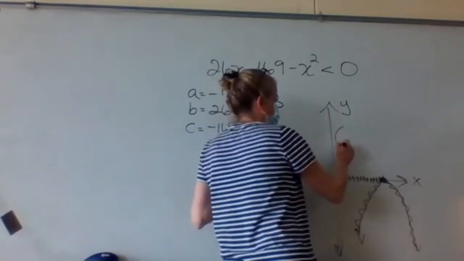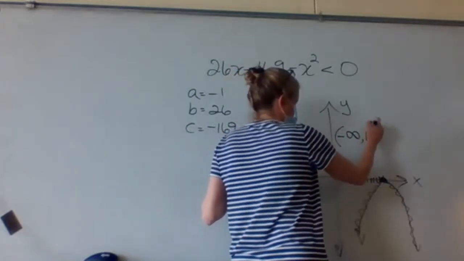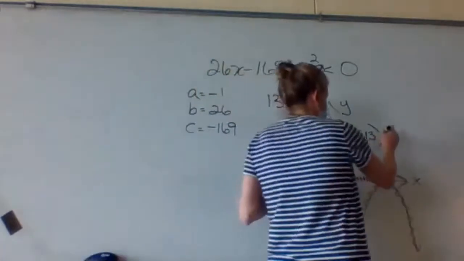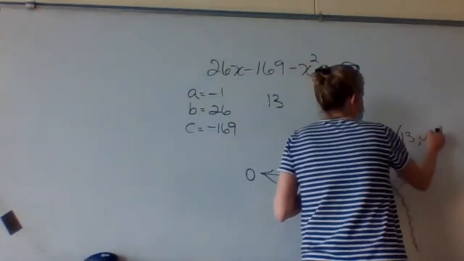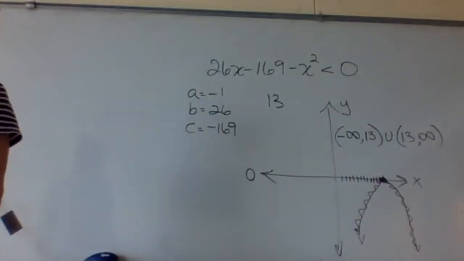So where does it start being below? Until it gets to 13, and then 13 to positive infinity. So everywhere except 13.